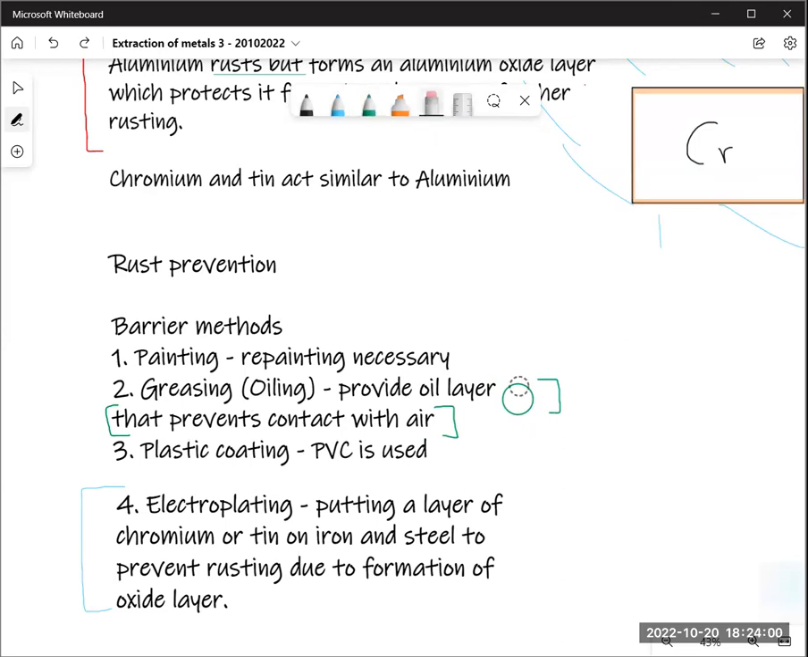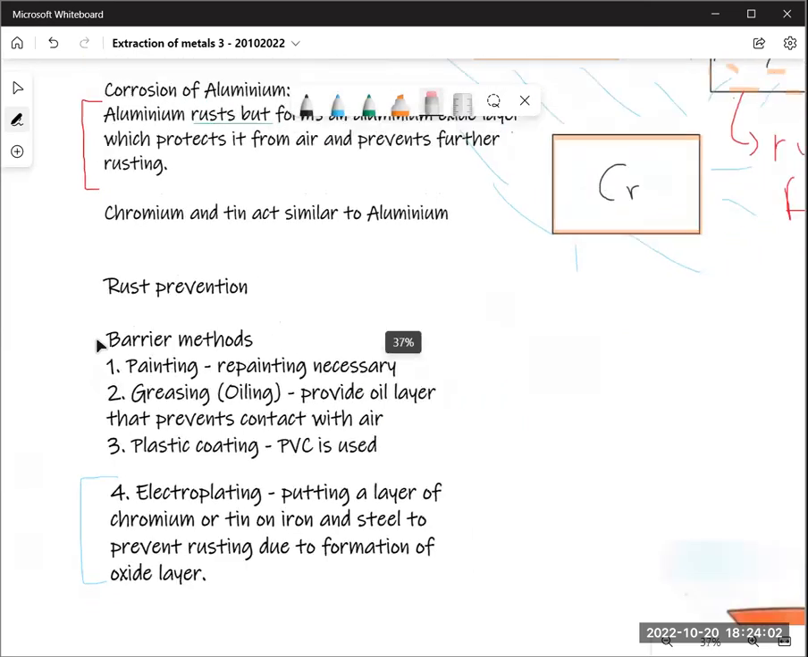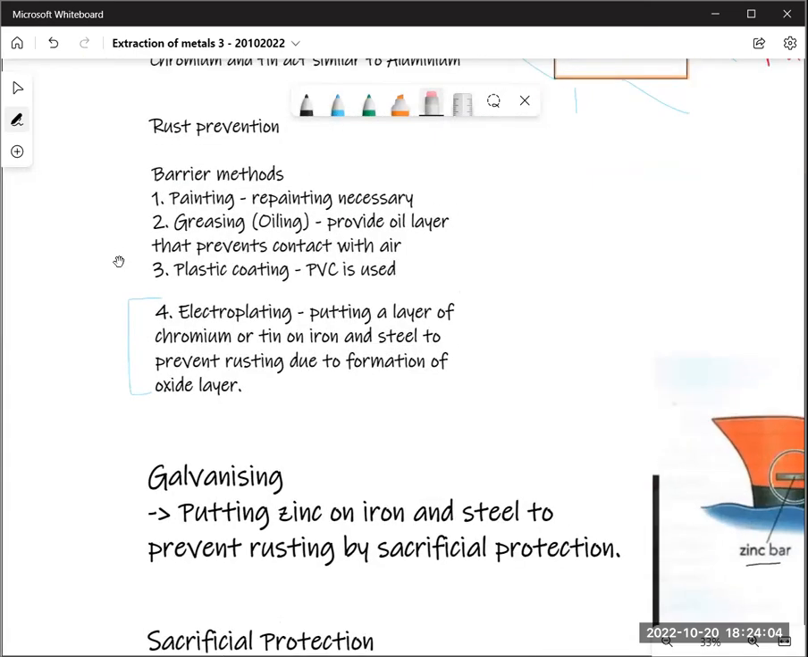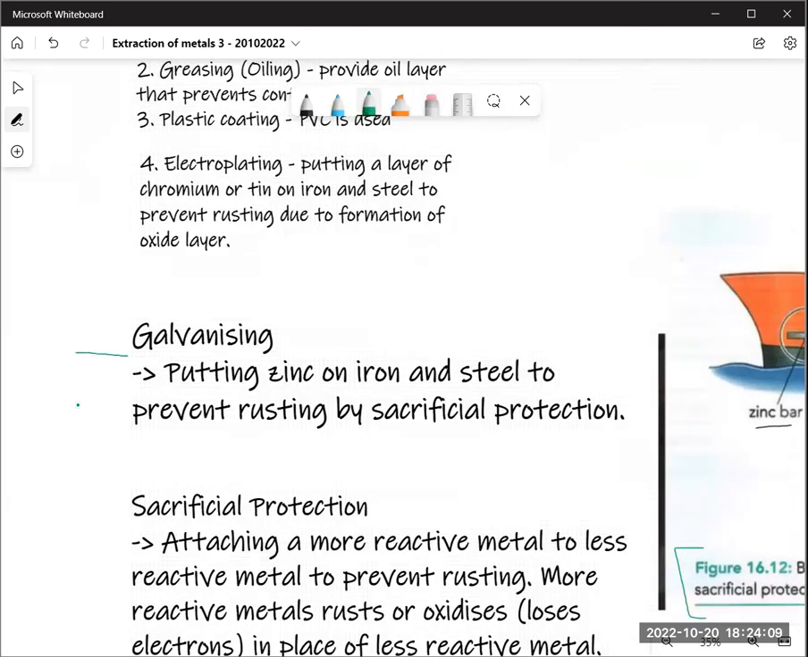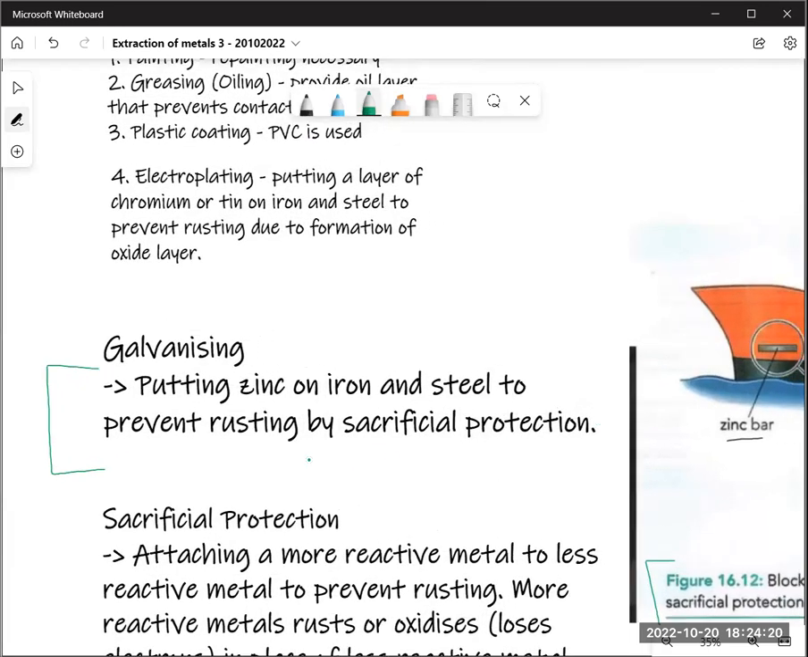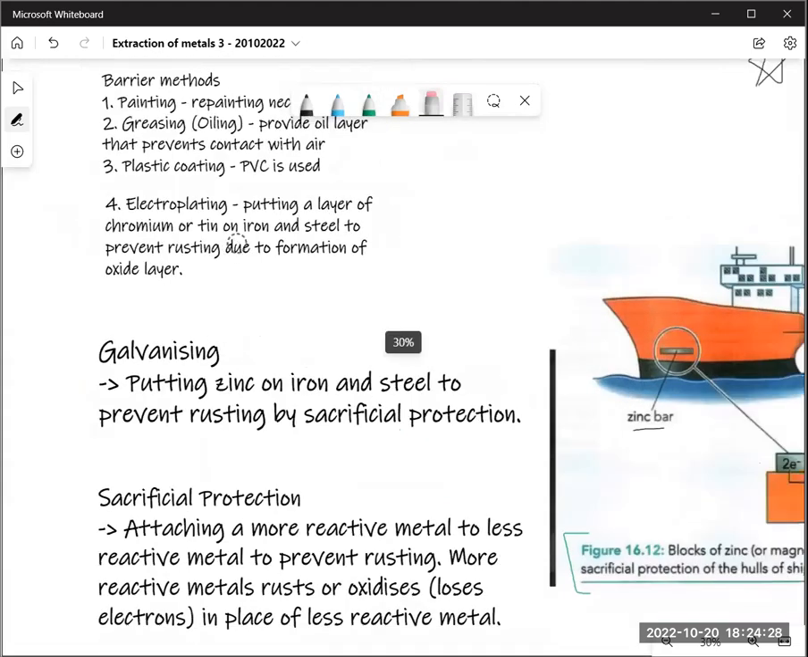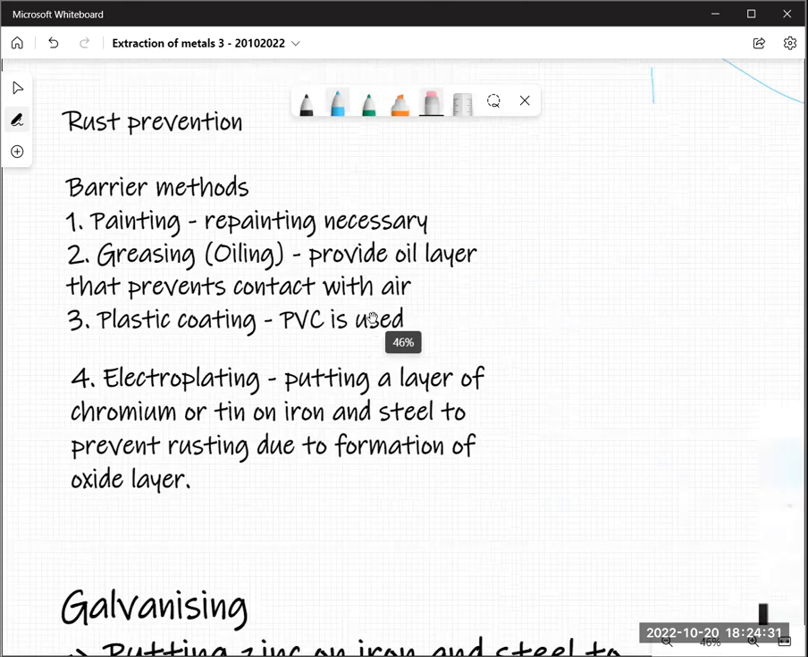Okay, Safa, correct answer, but why did you leave galvanizing? The definition of galvanizing is here. Safa, read it out loud. Pouring zinc on iron and steel to prevent rusting by sacrificial protection. So we know this now. It's not a big deal. You have to read the answer. It's in your notebooks. Just check if you've written everything.